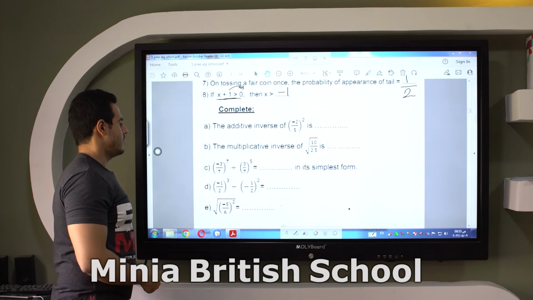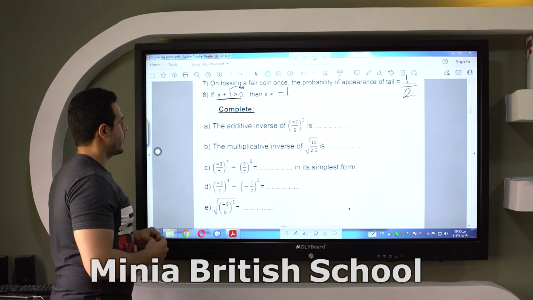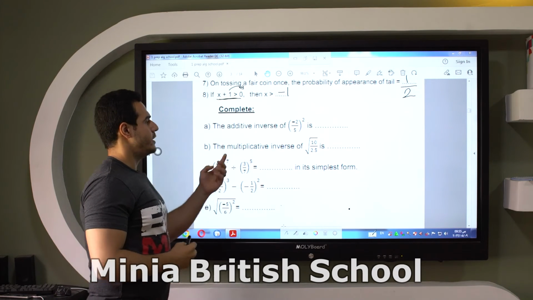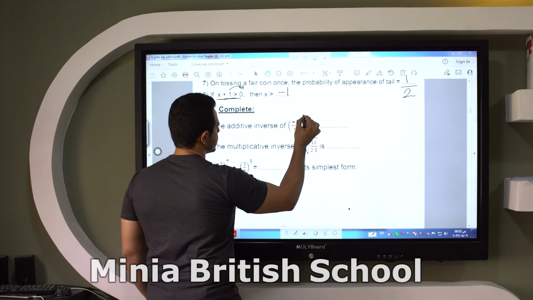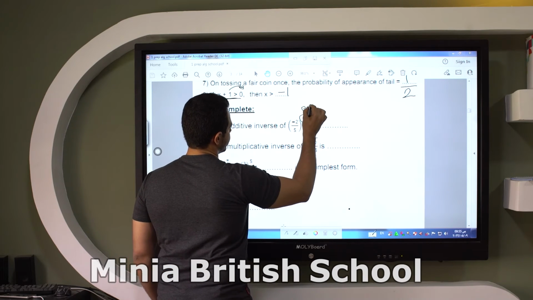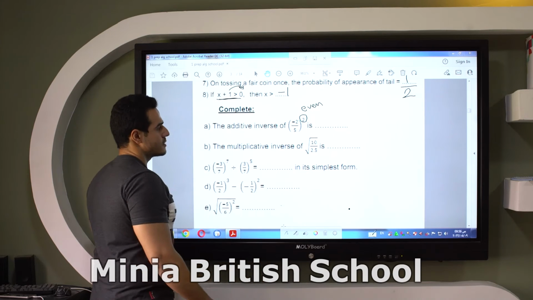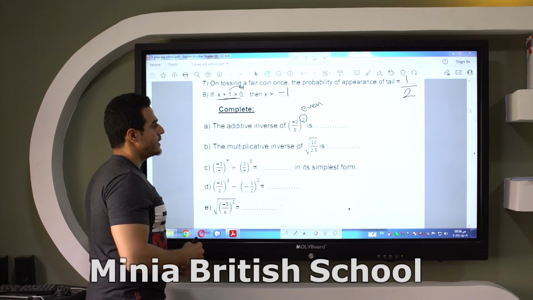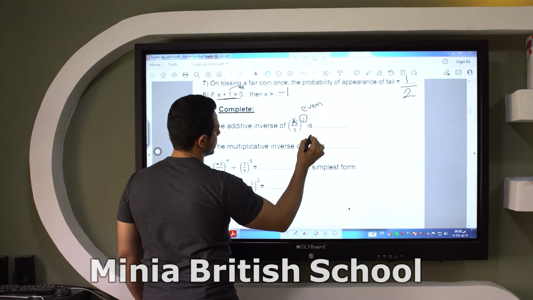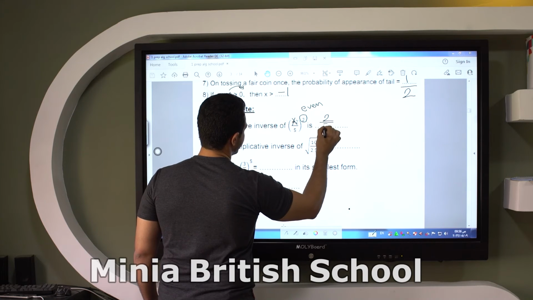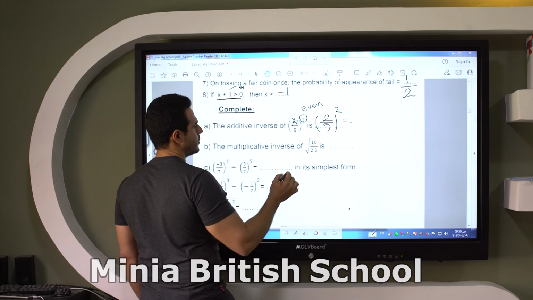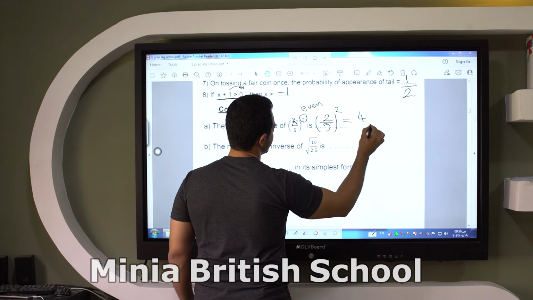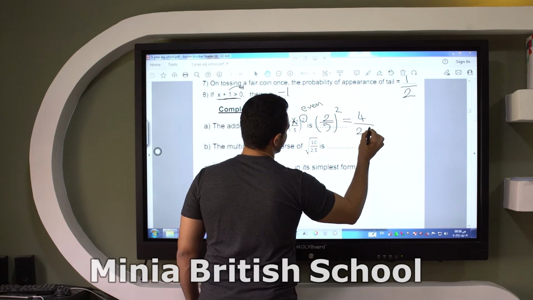Another question: the additive inverse of negative 2 over 5, all to the power 2. At first, the power is an even power, an even number, so any even power cancels the negative. So it will be 2 over 5 all to the power 2. Now let's distribute the power: 2 squared equals 4 and 5 squared equals 25.